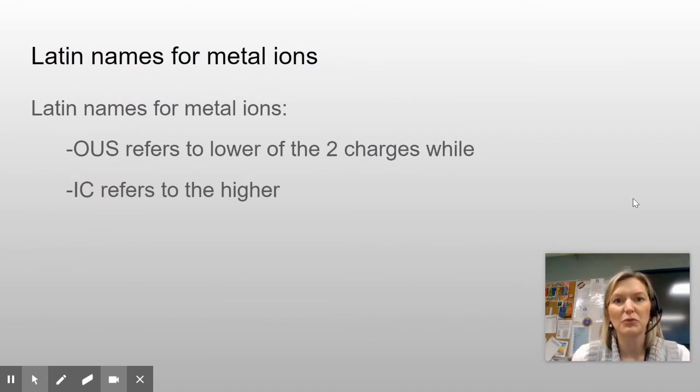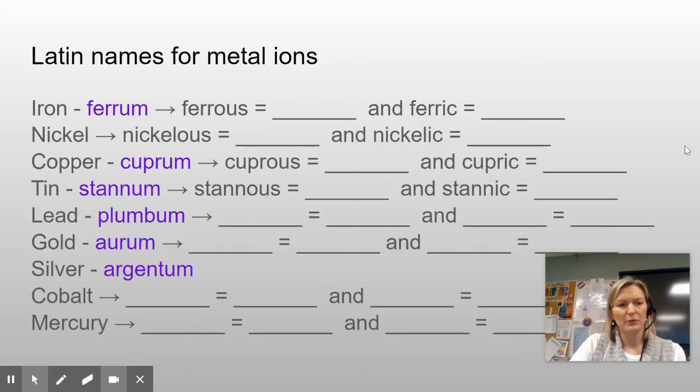Now, for some of them, and we've seen it on some of the sheets, there's an ous or an ic at the end, like plumbous or plumbic. And that's because we have two different charges. OUS refers to the lower of the two charges, while IC refers to the upper or the higher of those charges. So iron is actually ferrum, which means ferrous and ferric. Ferrous being the lower, ferric being the higher. Go back and look. One of them's +2, one's +3.